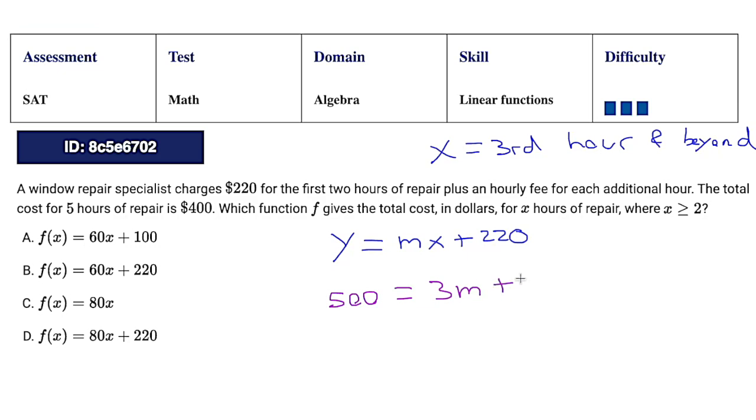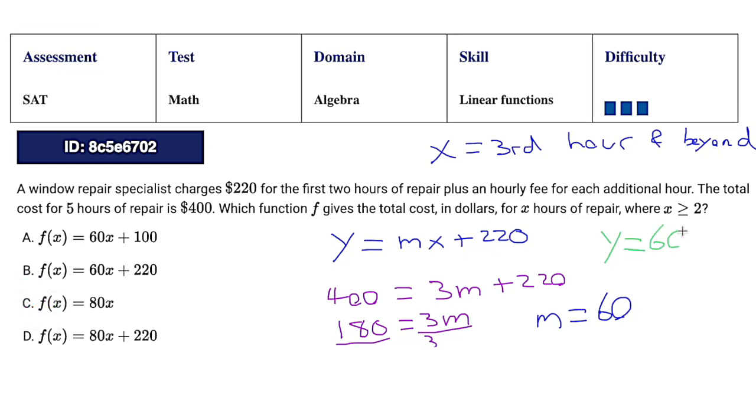3m plus 220. We could subtract the 220. 500 minus 220 is 280. 280 divided by 3. That is not going to be a clean number. And why is that? Because it's not supposed to be 500. It's supposed to be 400. My bad. Okay, 400. So instead of 280, it should be 180. And of course, that's going to be a nice clean number of 60. So m equals 60.